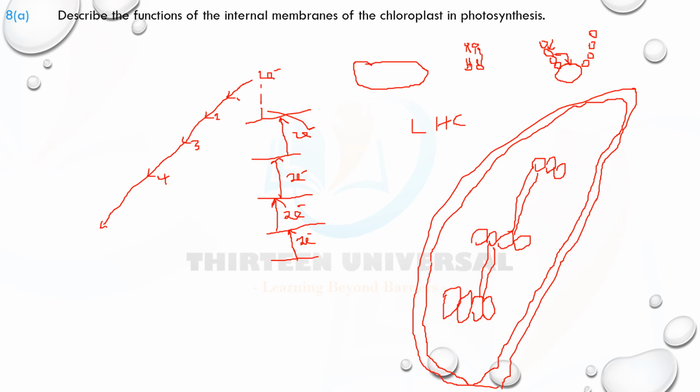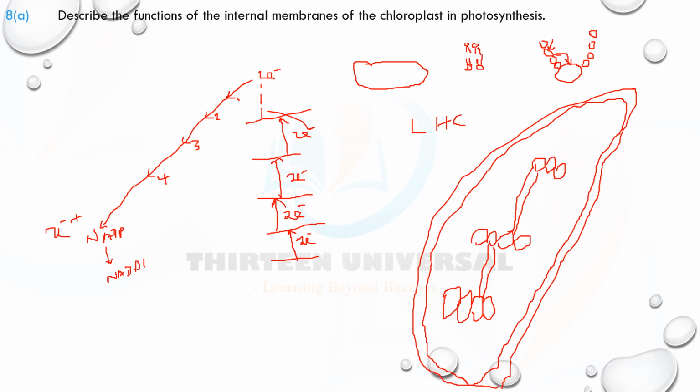Okay, so the final electron acceptor here is NADP. NADP combines with an electron and proton to form NADPH. Remember, that's what is happening here: NADPH. I'm just trying to explain this quickly.